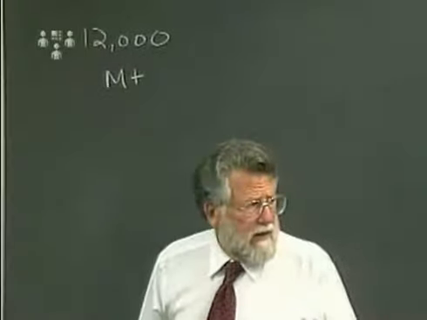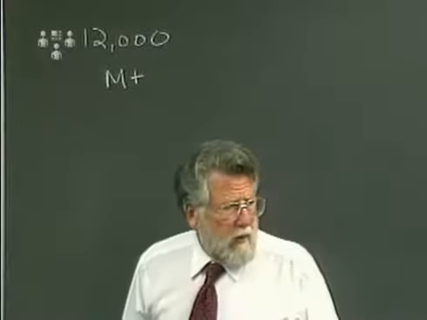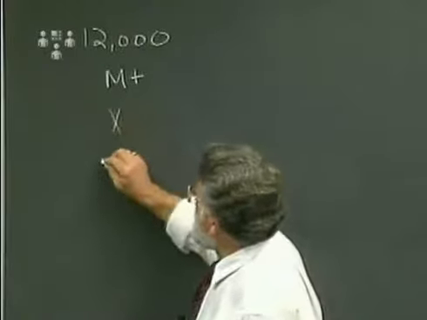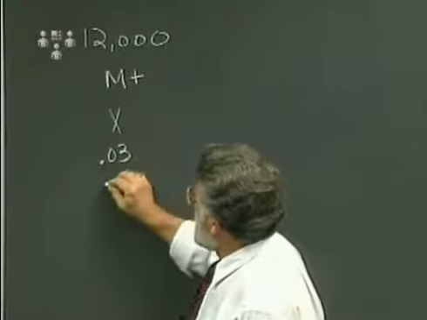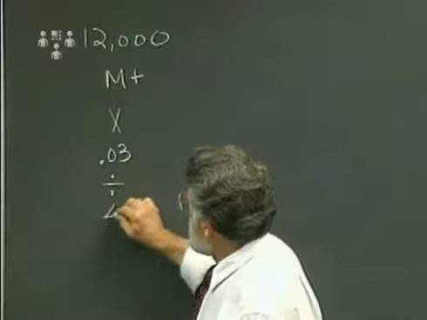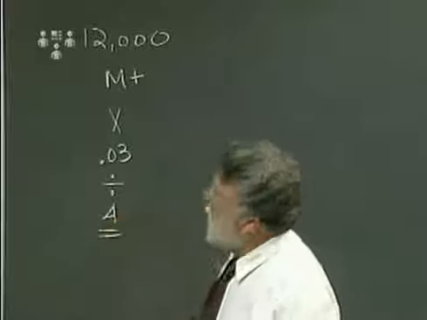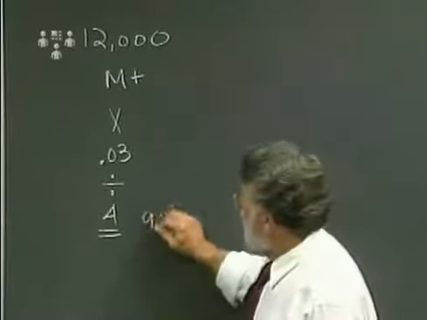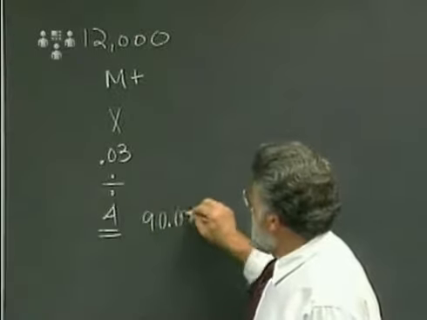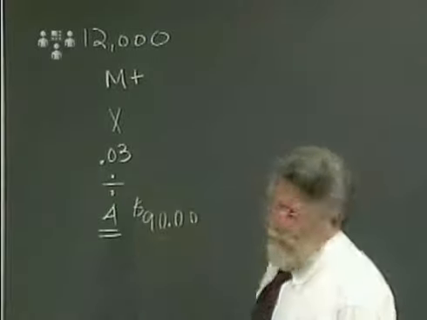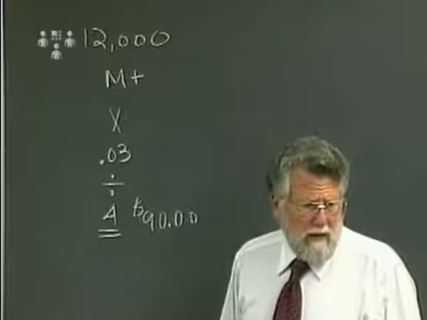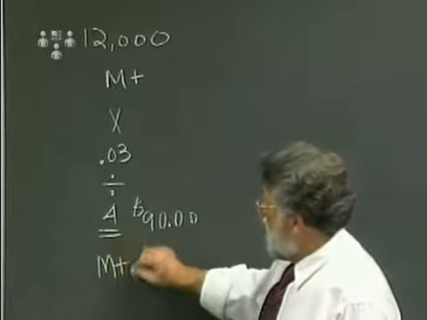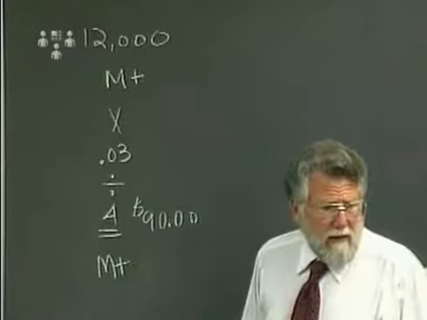Now, I had 3%, and I'm doing it quarterly. So what you could do is say I'll times 0.03 divided by 4 equals. Now, when you do that, what number do you get? Can you read it to me? 90 exactly? Now, at that point, that's my interest for that first quarter. So I'm going to hit M+. So that's going to put that into memory.